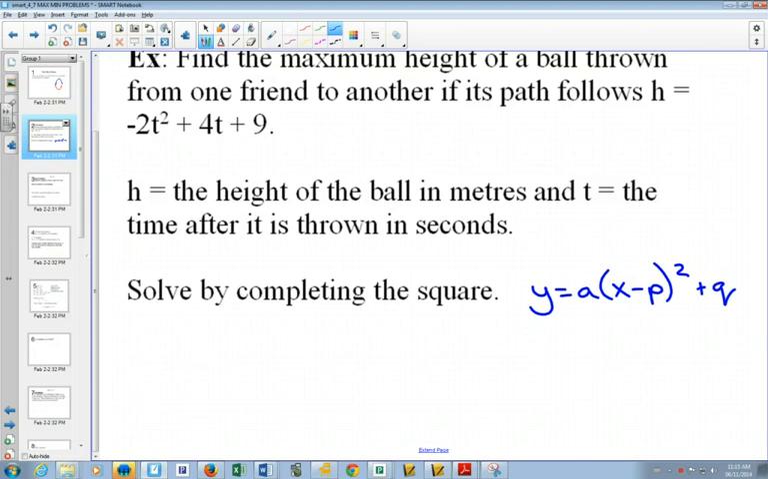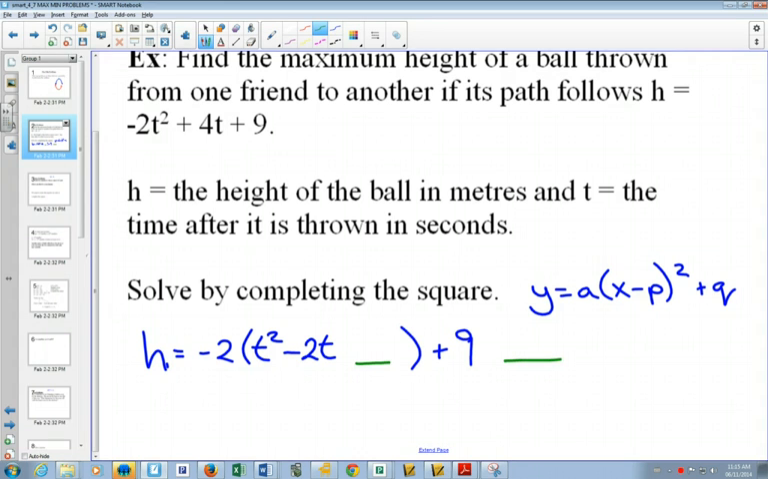So our first step to make it look that way is to factor out the a value out of the first two terms. So if I take a negative 2 out, I'd be left with t squared. I guess this is an h over here for height. If I take a negative 2 out of 4t, I'm left with negative 2t. And finally, we have plus 9 outside. Don't forget to leave spaces to complete the square.